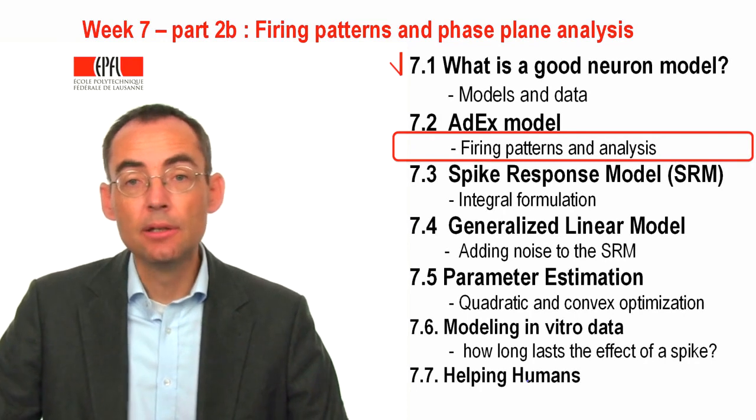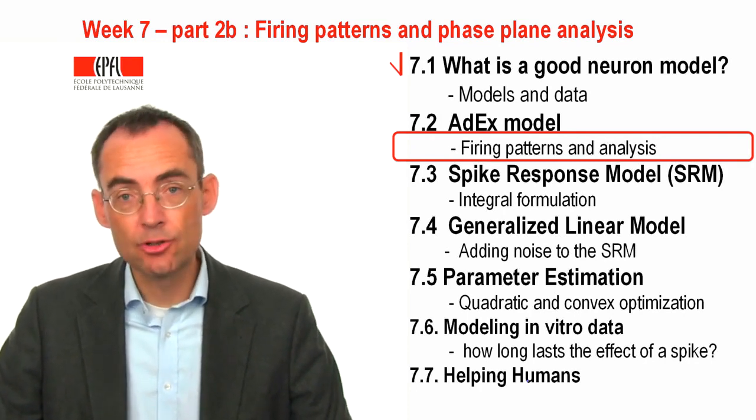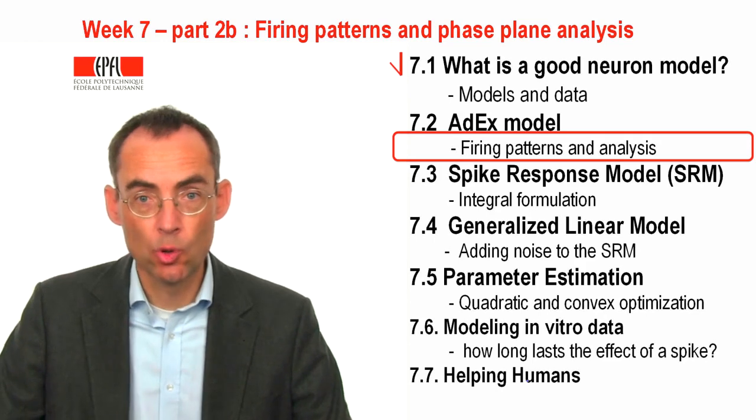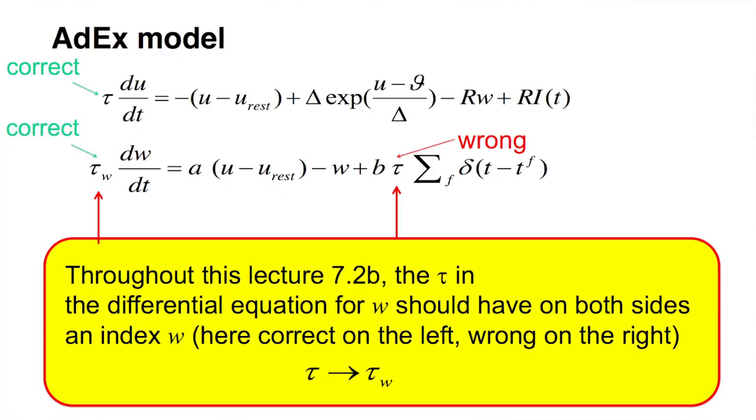So this is part B, the follow-up of lecture 2 of week 7 of the class Neuronal Dynamics. We work with the ADEX model. We just have two equations.